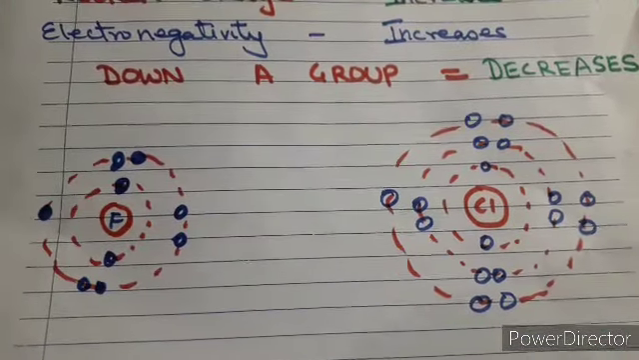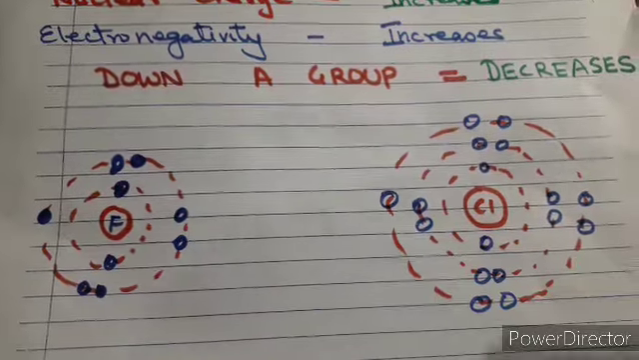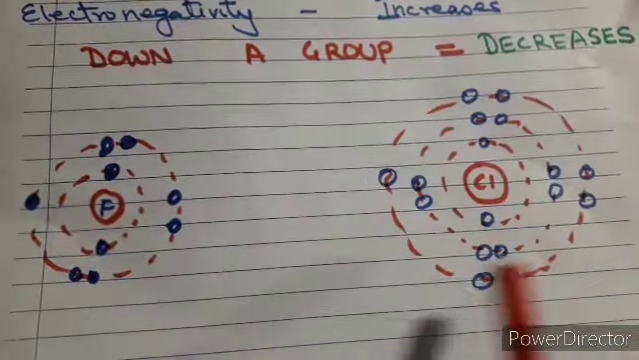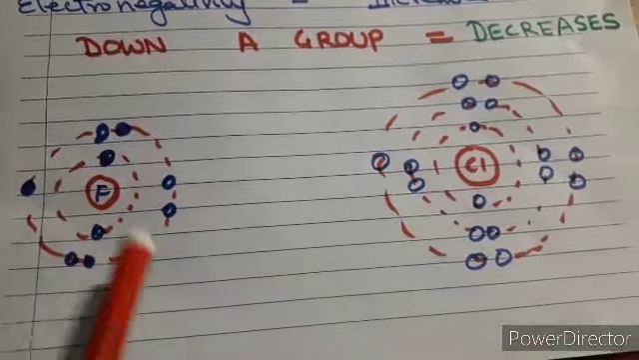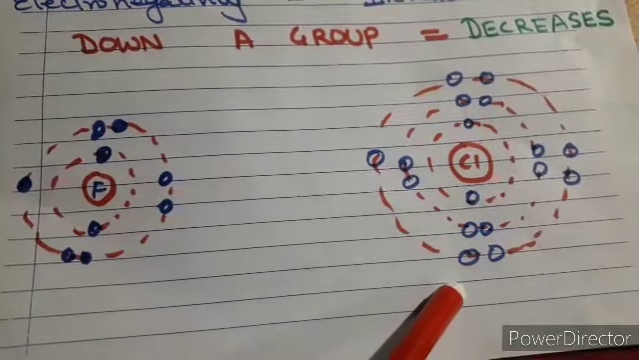Now I have made the structures for two different atoms. One is fluorine, the other is chlorine, and you know the electronic configuration, how to make it. Now there is no need to repeat it again.